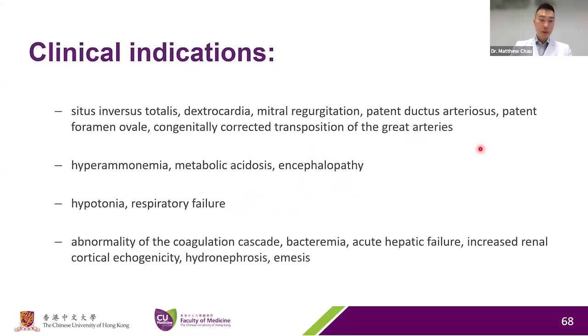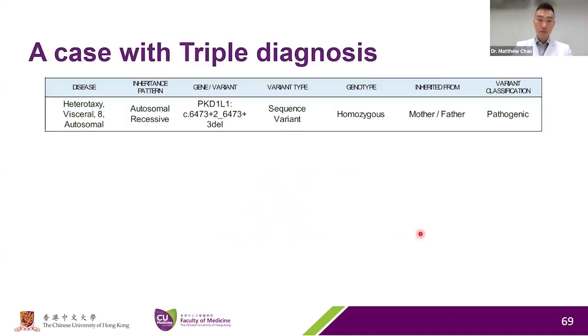Other clinical indications involved situs inversus totalis, dextrocardia, mitral regurgitation, and some heart defects. Hyperammonemia, metabolic acidosis, encephalopathy. There's also hypertonia and respiratory failure. And there are also coagulation abnormalities as well.